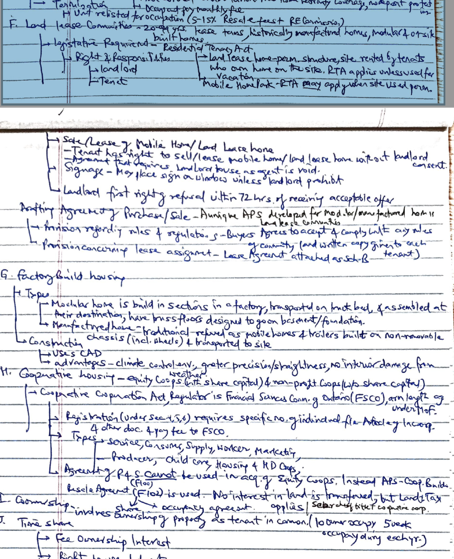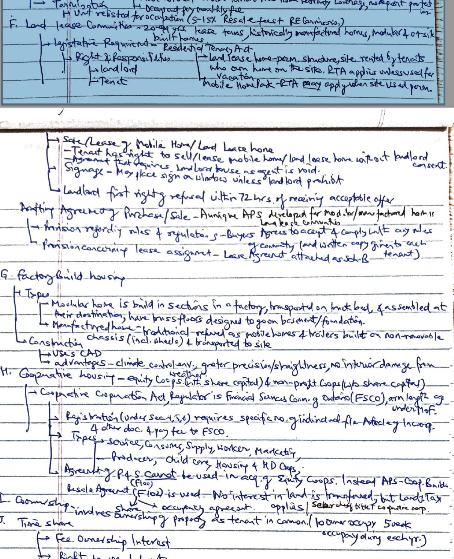Drafting the agreement of purchase and sale. A unique agreement of purchase and sale is required for mobile, modular, and manufactured homes. So the OREA Form 110 is used for that. There is a provision regarding rules and regulations. Essentially, the buyer agrees to accept and comply with any rules of the community, and a written copy is given to each tenant.